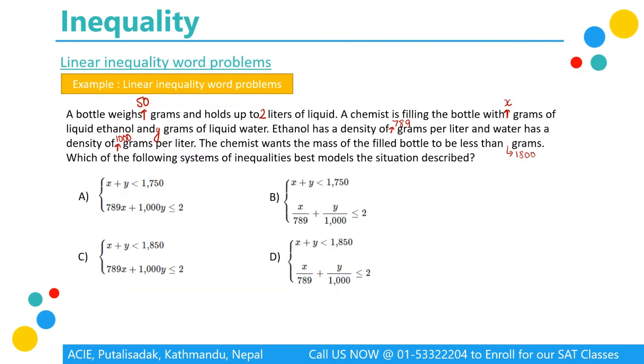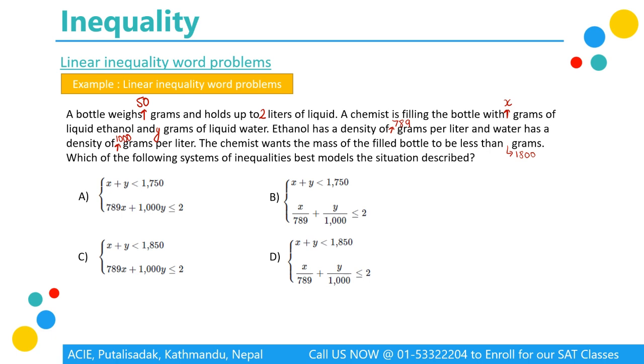So over here, we can see that we have a certain example. A bottle weighs 50 grams and holds up to 2 liters of liquid. A chemist is filling the bottle with X grams of liquid ethanol and Y grams of liquid water. Ethanol has a density of 789 grams per liter and water has a density of 1000 grams per liter. The chemist wants the mass of the filled bottle to be less than 1800 grams. Which of the following system of inequalities best models the situation described?